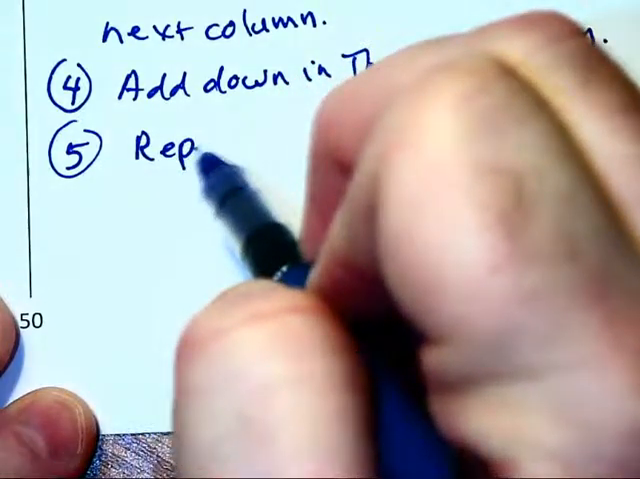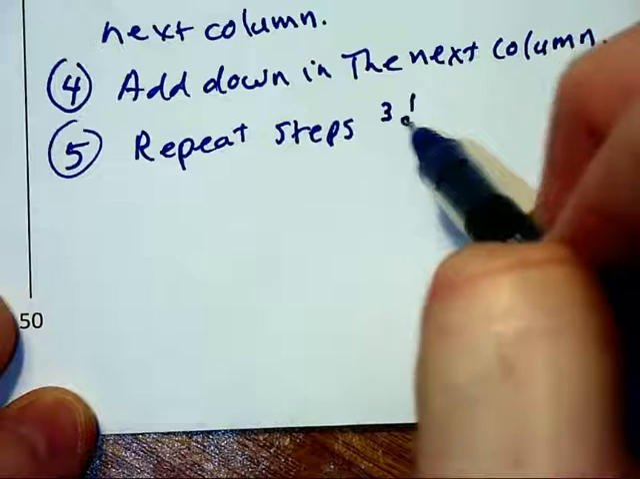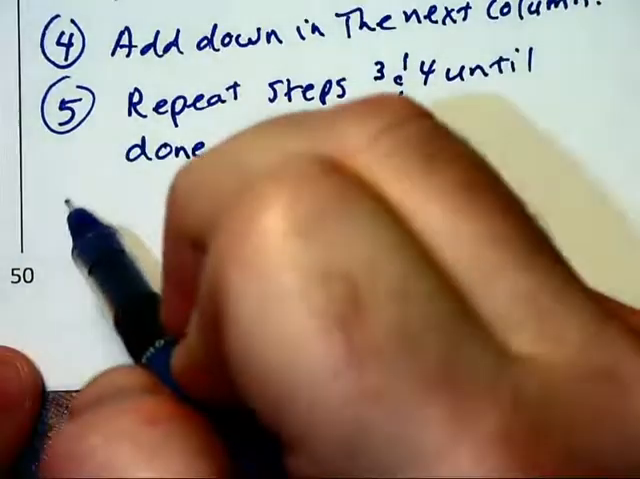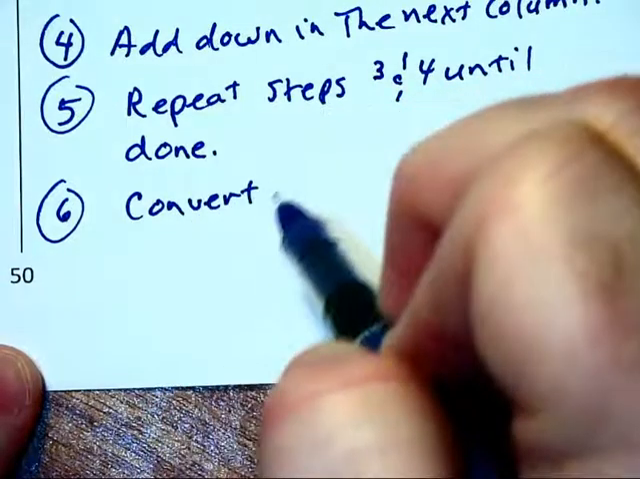After you've done that, step number 4, you will add down in the next column. You will then, step 5, repeat steps 3 and 4 until done. And finally, step 6 is to convert your answer.